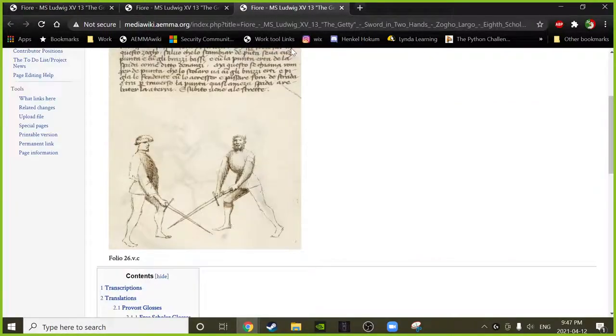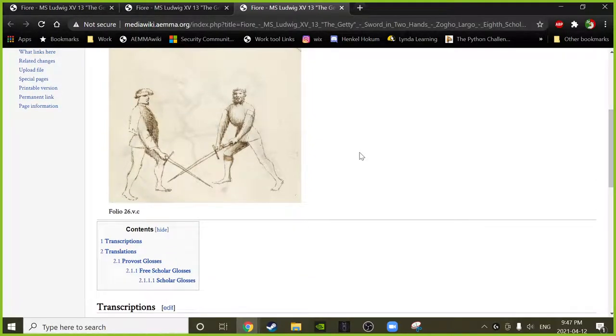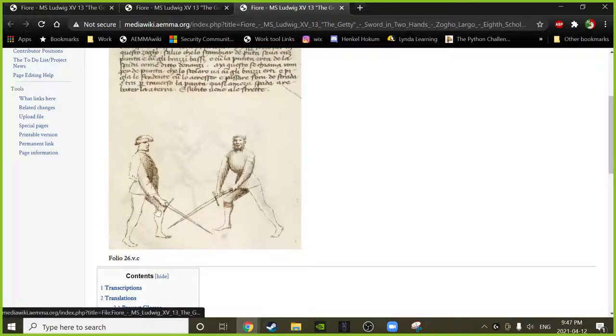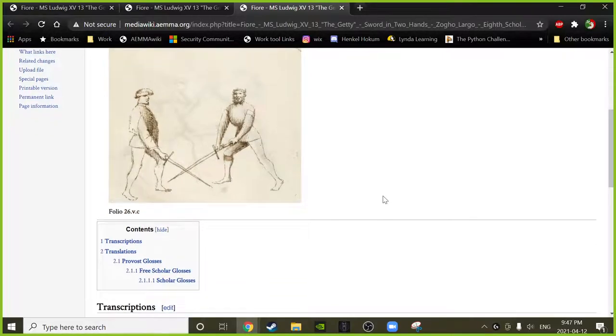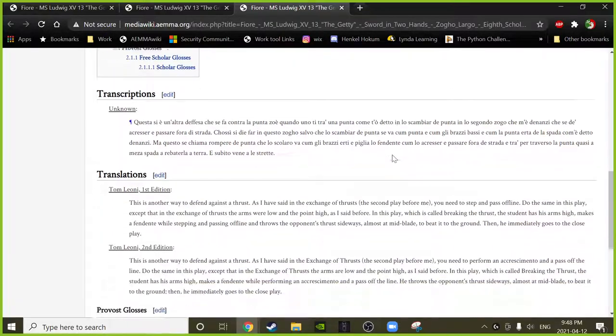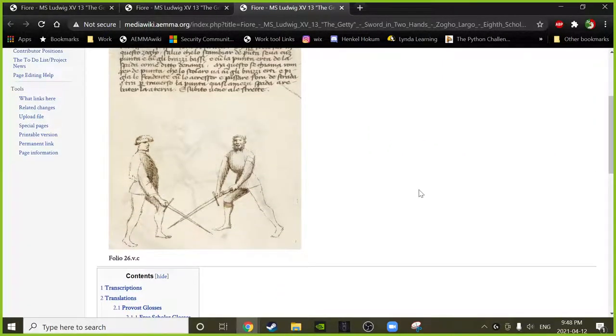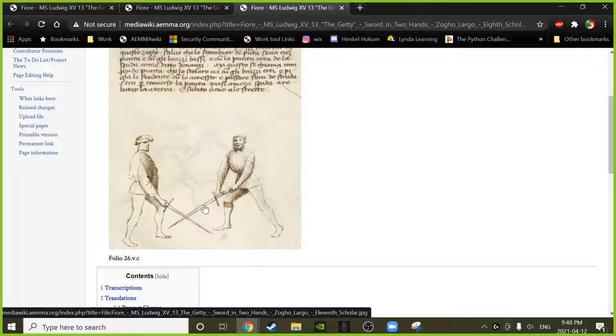Okay? So it's definitely my view that the spirit of this play is not to just beat thrusts down with fendentes and throw the thrusts away. It's to hammer the thrust into the ground and pin it. That's the intent with the breaking of the thrust, if possible, right? If you can manage it. Fiore says, passing offline, do that thing, and then immediately go to the close play. Okay? This is Fiore's suggestion. And this perfectly makes sense. You do have opportunities to enter if you pull this off.